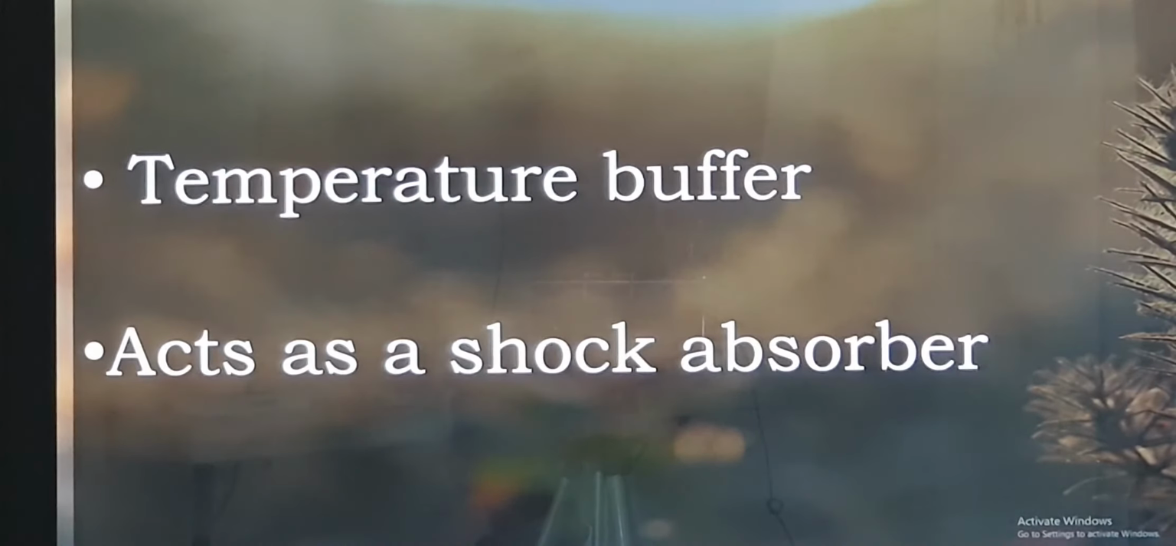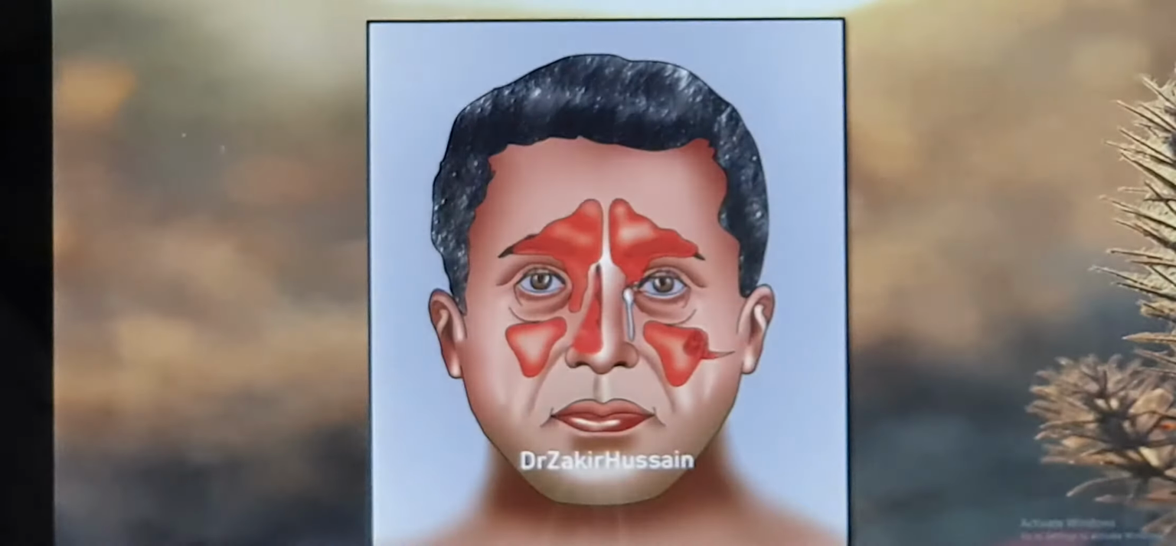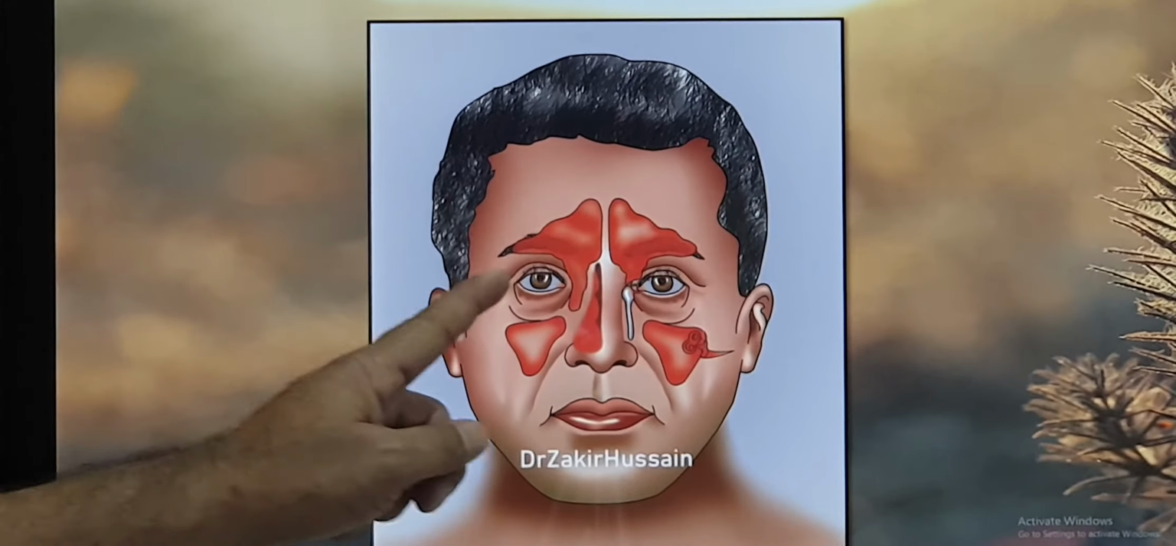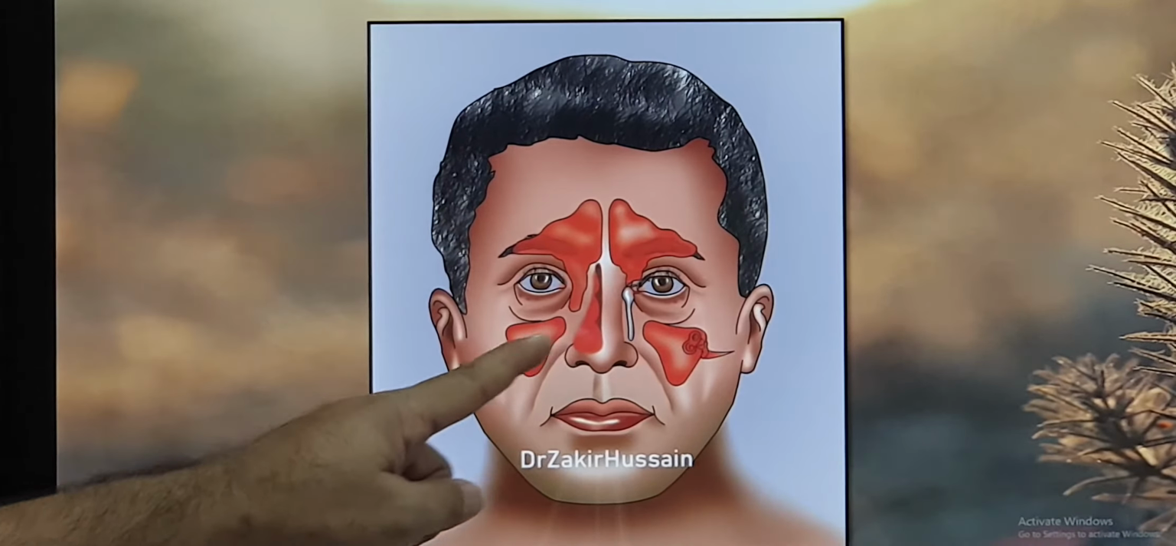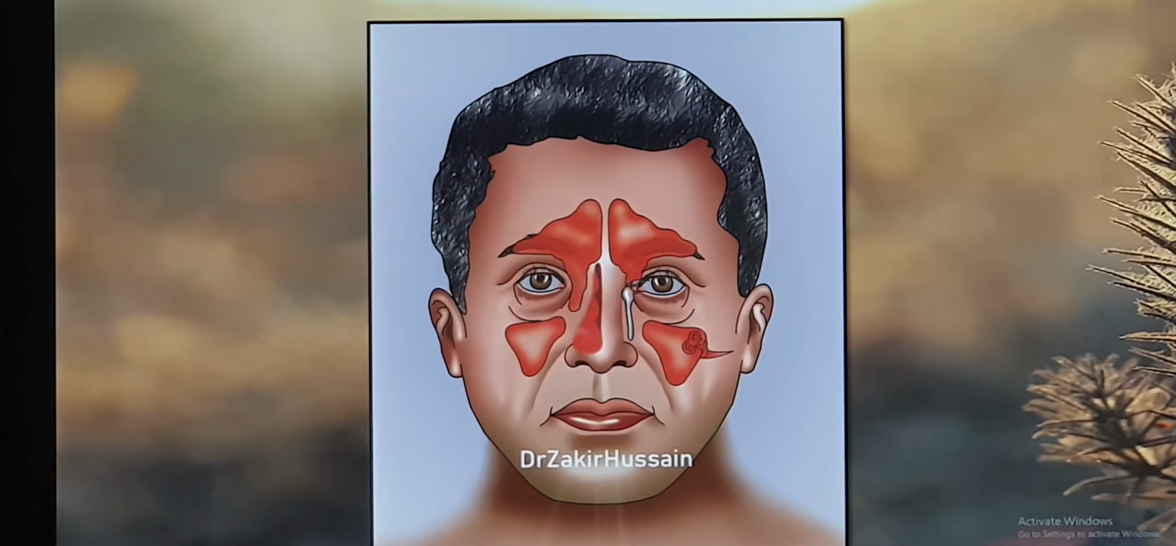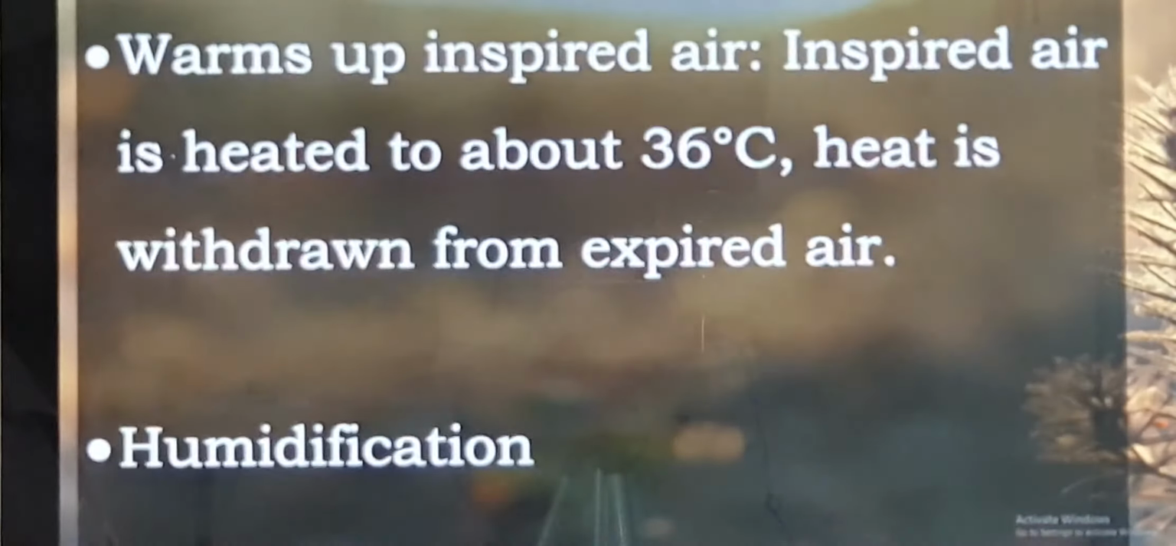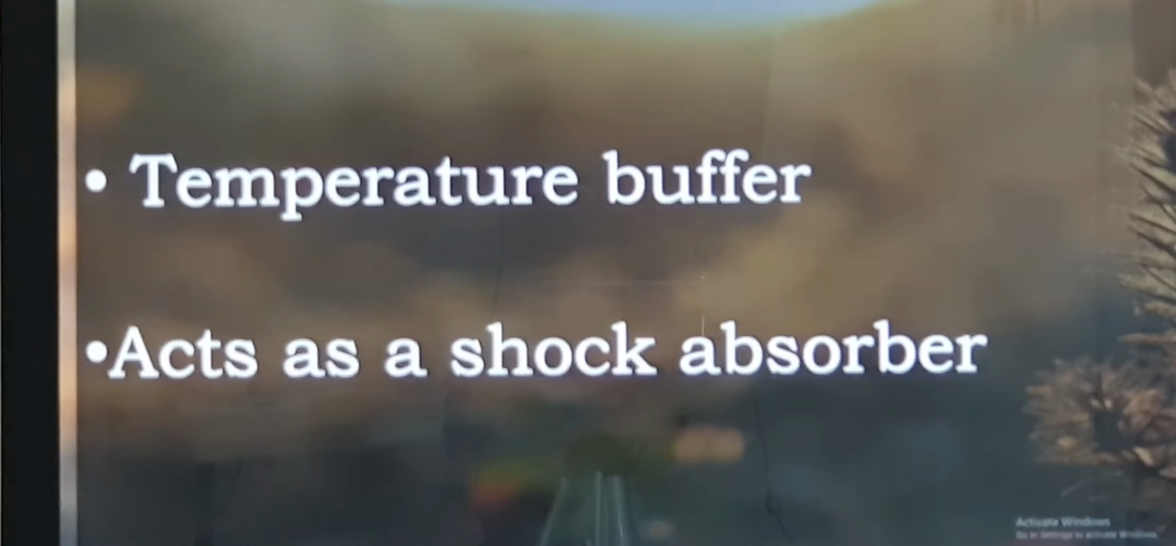Now, the sinuses play a part as a temperature buffer. Let me show you this diagram once again. If you see the structure of the eye, all around you have sinuses which are air filled: frontal sinus, ethmoid sinus and maxillary sinus. And not only the eye, there are so many other important structures. So, any outside temperature change is not directly transmitted to the important structures in the face or in the head, because you have air-filled sinuses in between. So all the sinuses act as a temperature buffer too.